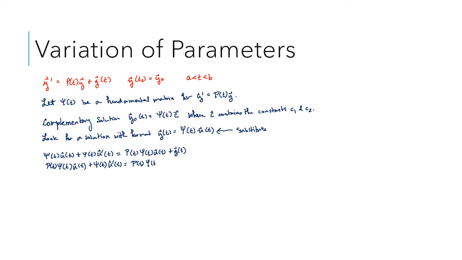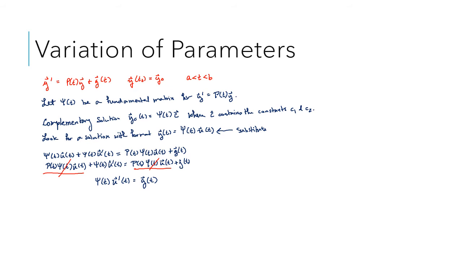And now I can see that I can do a little bit of canceling, because on both sides of the equation I now have p of t times psi of t times u of t, right here and right here. So those are going to cancel each other out and leave me with a simpler equation. So now I'm left with psi times u prime is equal to g, like so. And what I want to do is solve this for u prime.